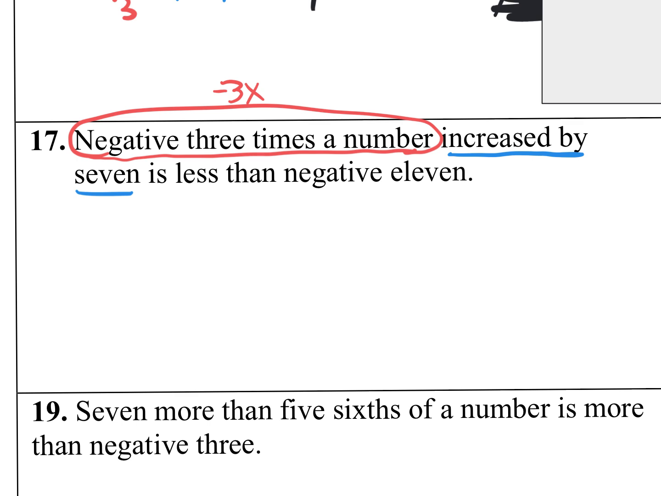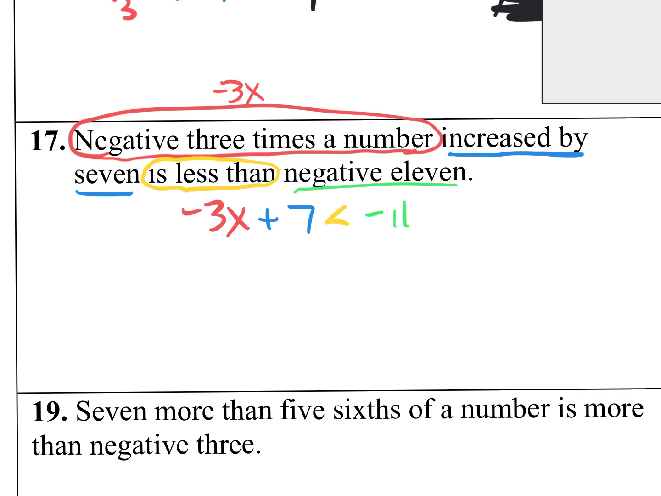So we have negative 3x increased by 7, plus 7. And then we have is less than. So that is a less than. Doesn't say less than or equal to, just says is less than negative 11. Negative 11. Okay, so there's your inequality. All you have to do is solve it now.